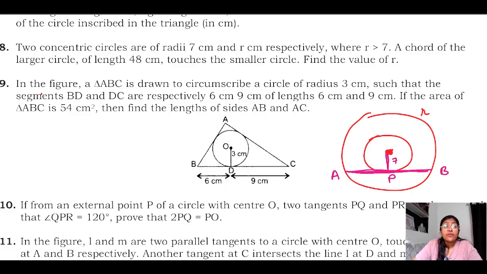The chord is of length how much? 48. The length of the chord is 48. We know that for the smaller circle, AB is a tangent and P is a point of contact. We also know that radius and tangent are perpendicular to each other. So this angle will be 90 degrees.